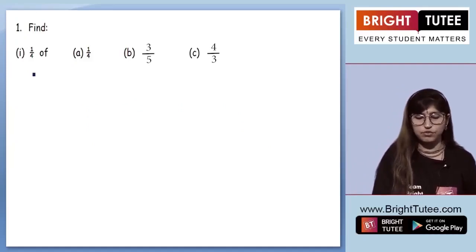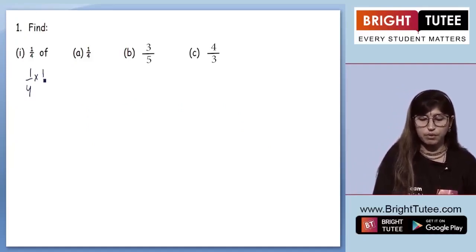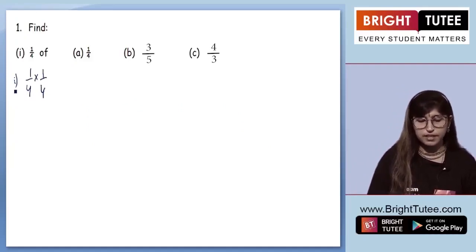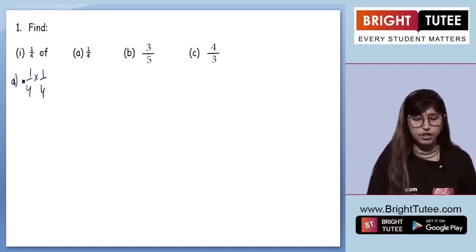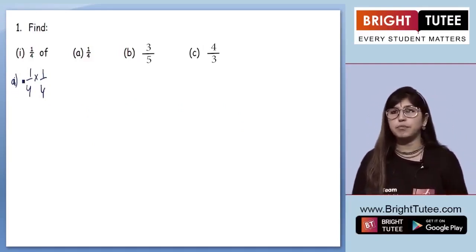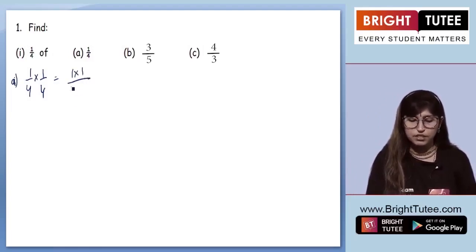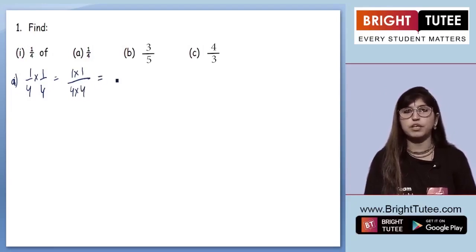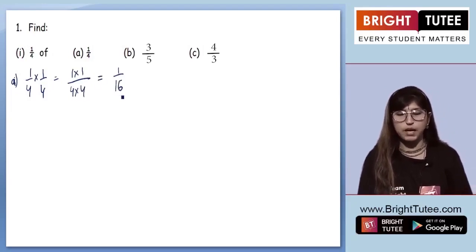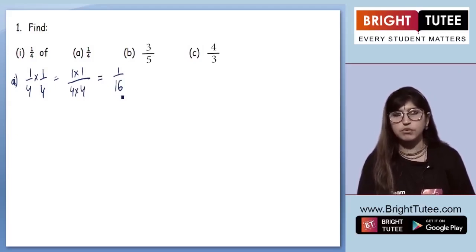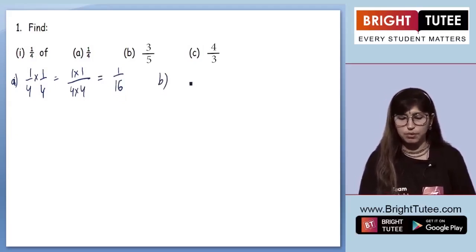It says that we need to find 1 by 4 of 1 by 4. Now we've already discussed that "of" represents multiplication. So 1 by 4 times 1 by 4 will be multiplying the numerators and we'll be multiplying the denominators as well. So we'll be getting 1 by 16 as the final answer. Let's move on to the B part.